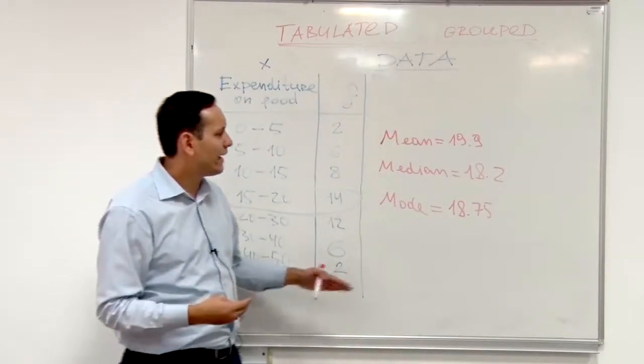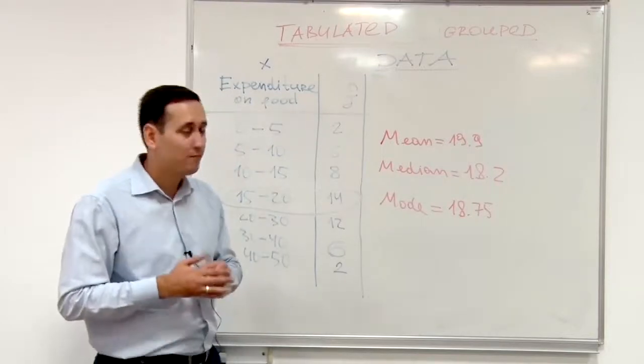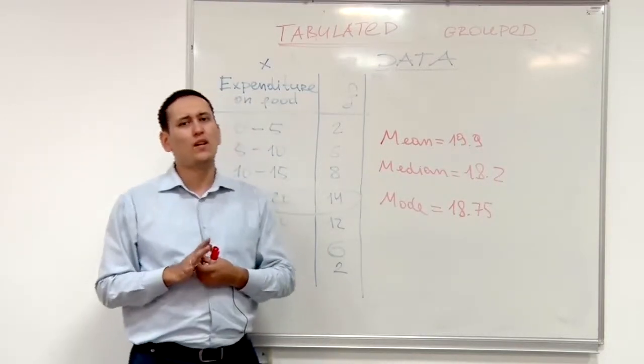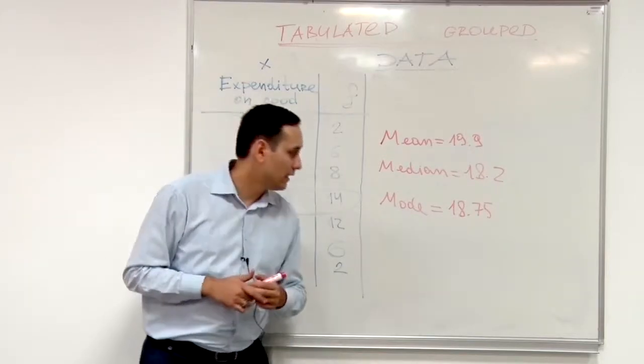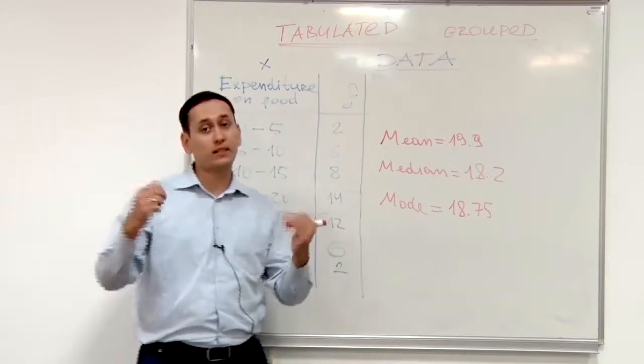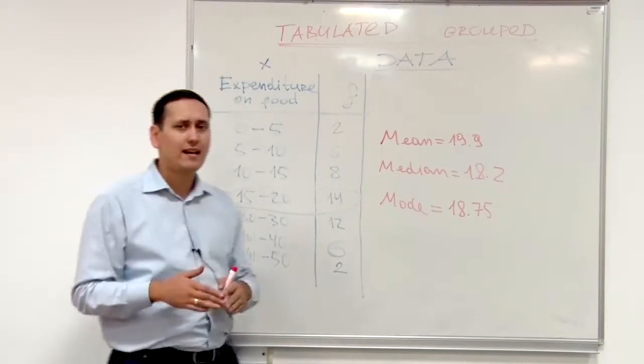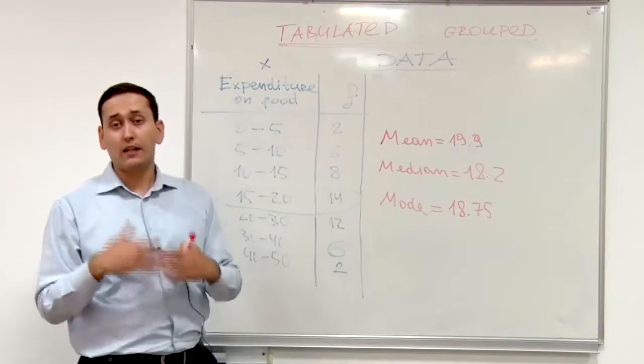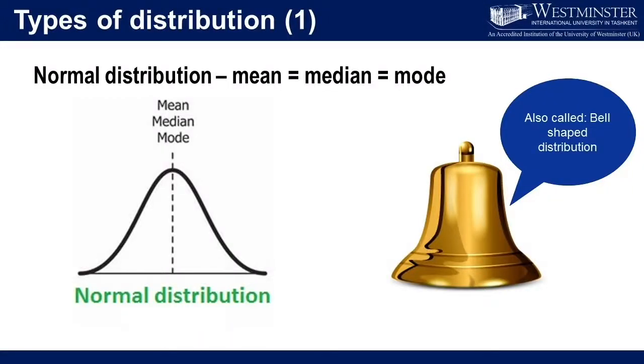So as you can see, we have different numbers for mean, median, mode, but all of them show the center of location. Well, why are they different? It depends on the data. Data can be distributed differently. Now let's talk about distributions. There are 3 basic types of distributions. The first one is normal distribution, where mean, median, mode are equal and the shape of the distribution looks like a bell. That's why it's usually called a bell-shaped distribution.